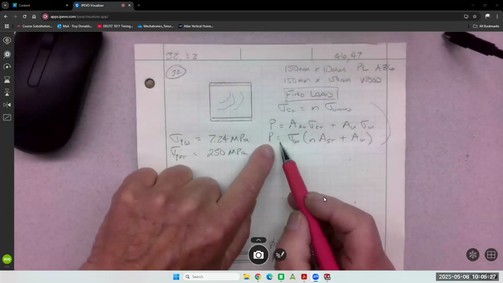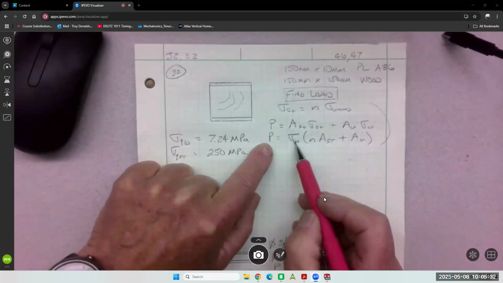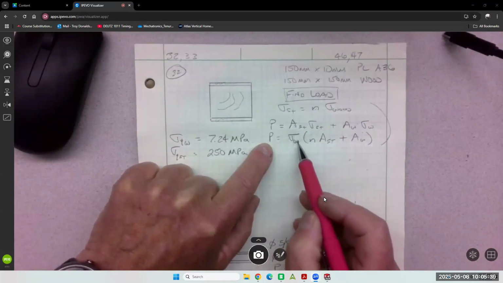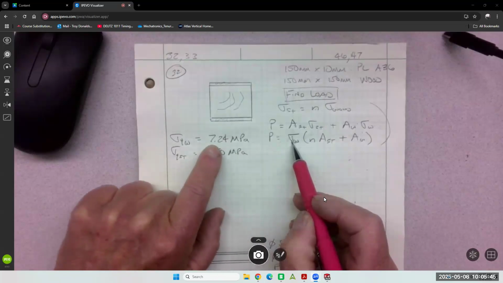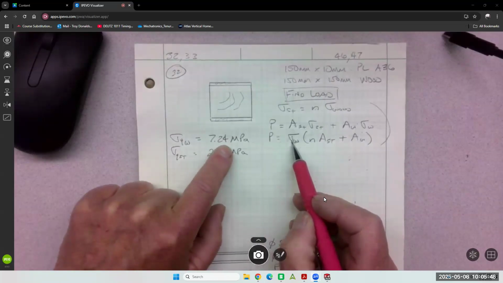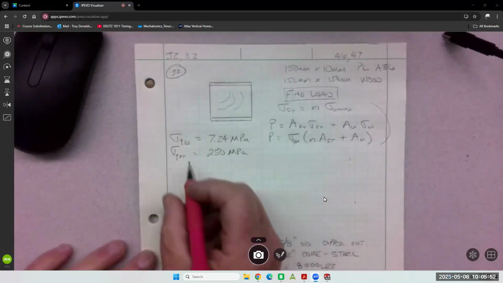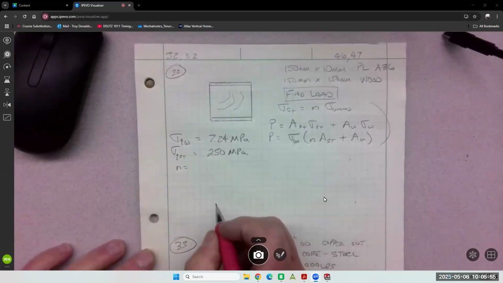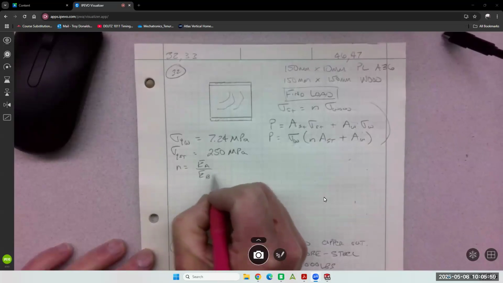And then this one gives us the load based on the weaker stress, maximizing the weaker stress. So this is the one we want to use because we can look up the stress for wood. The compressive stress for wood is 7.24. We do need the modular ratio, so let's get that. N equals EA over EB.